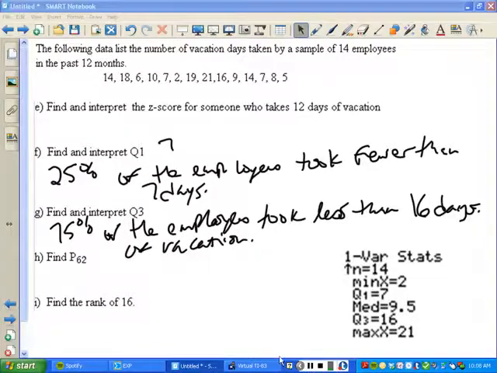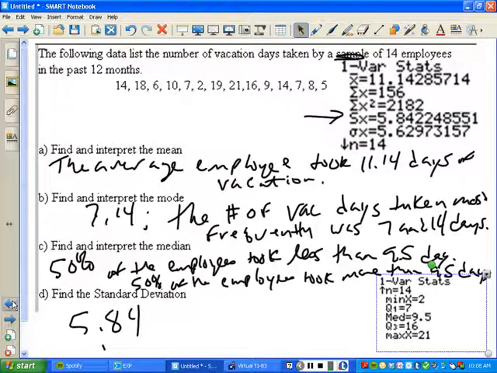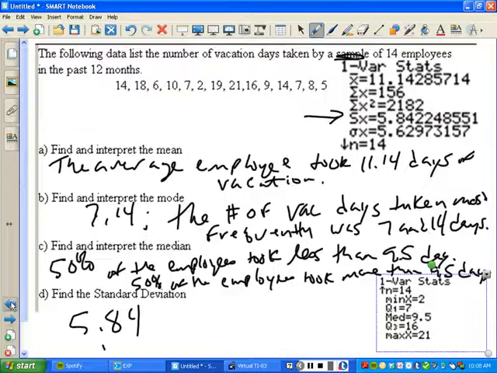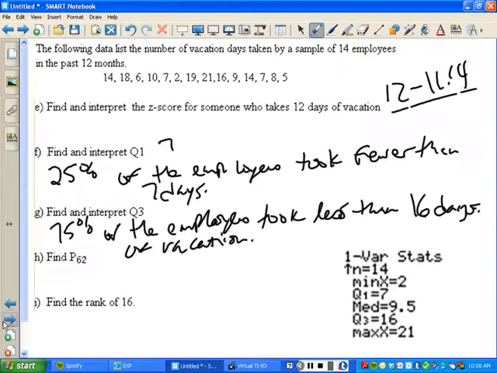Okay, so in order to do the Z-score for someone who takes 12 days of vacation, what the Z-score is going to measure, again just to reiterate, is how many standard deviations a value is above the mean or below the mean. So to do a Z-score of 12, we've got to know what the mean is. The mean, if I remember correctly, was on this page over here, 11.14. So we have 12 minus 11.14 divided by the standard deviation. What was the standard deviation? 5.84. Yes, 5.84.